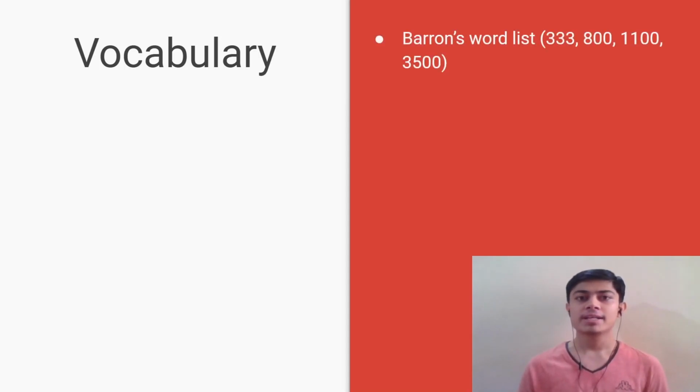First one is the balanced list of words. Here you will find various variations such as the 333, 800, 1100 and 3500 word list. I would recommend you to start small and gradually build upon your vocabulary. So start with the 333 and then if you have time you can move on to the bigger lists.